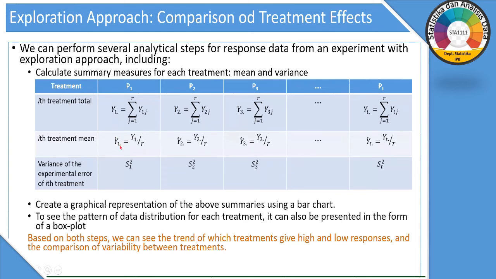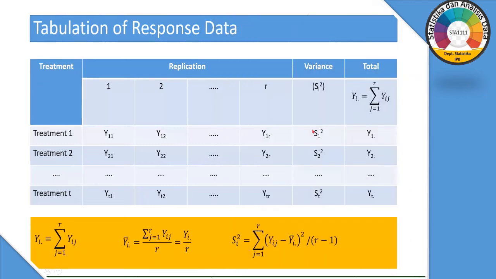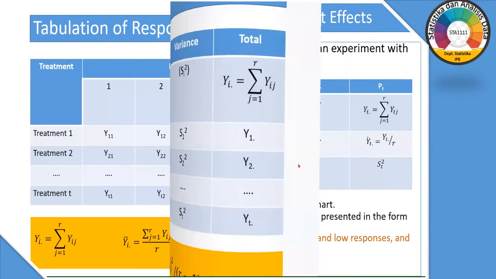Okay, this is Y bar 1 dot. Again, this is actually Y bar 1 dot. So this one is Y bar 2 dot, Y bar 3 dot, and so on. Right, Y bar t dot. So the total divided by the number of replications. The total you obtain here divided by the number of replications, and this is the variance of the ith treatment that you obtained previously. So this one is S1 square, S2 square, and so on.